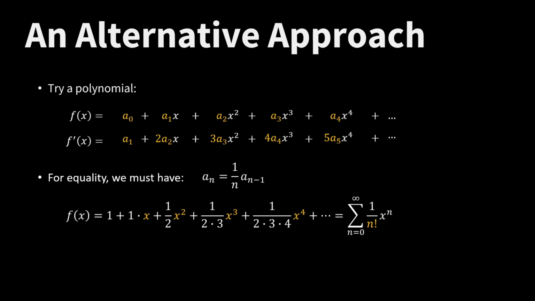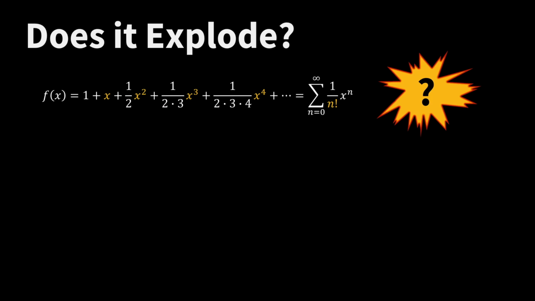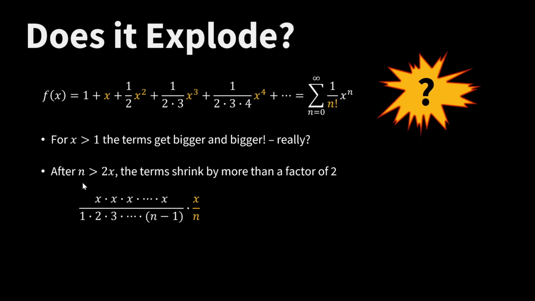So we have actually found a polynomial whose derivative is itself. However, this only works for an infinitely long polynomial. Now the problem we have is that f of x is an infinite sum. And it seems that these terms get bigger and bigger if x is greater than 1. Does this polynomial explode? Do these terms actually really get bigger and bigger and bigger? Let's see. Well, after n gets bigger than 2x, the terms actually shrink by more than a factor of 2. Let's see why.